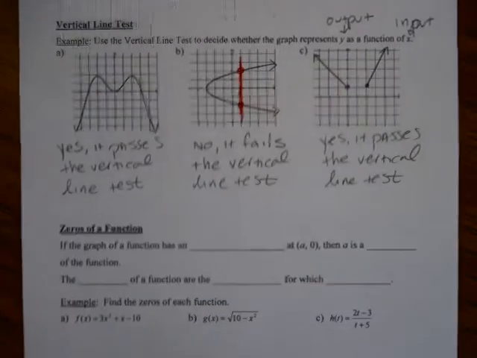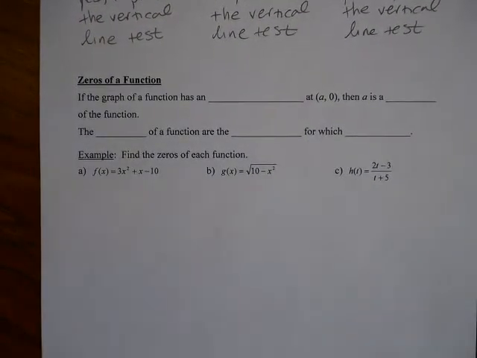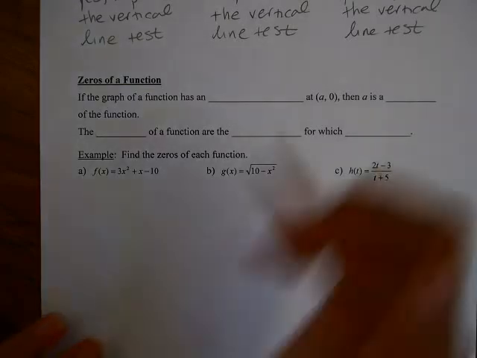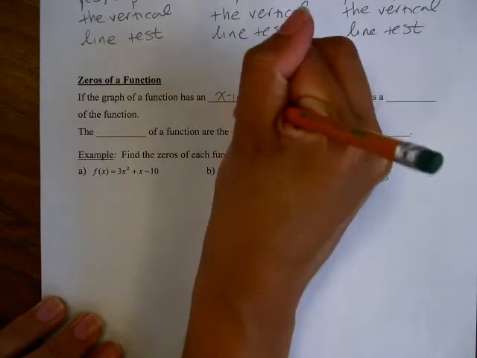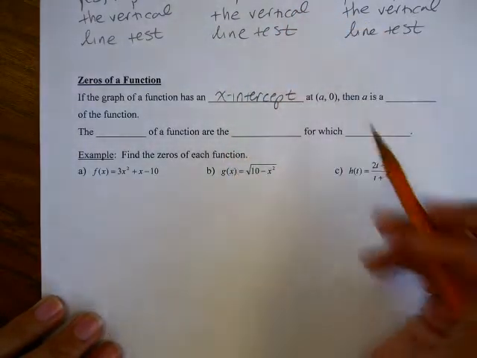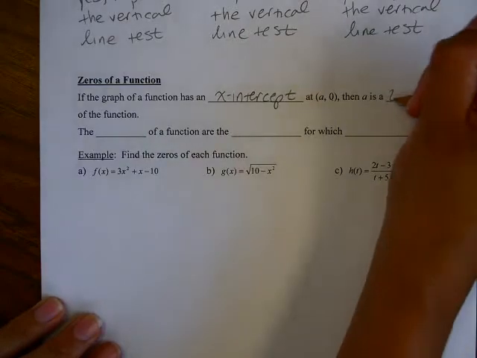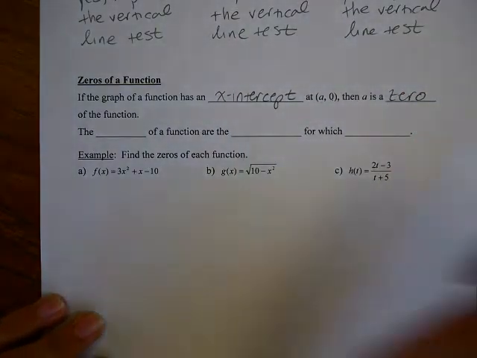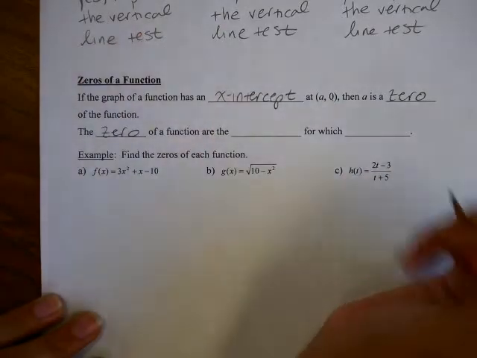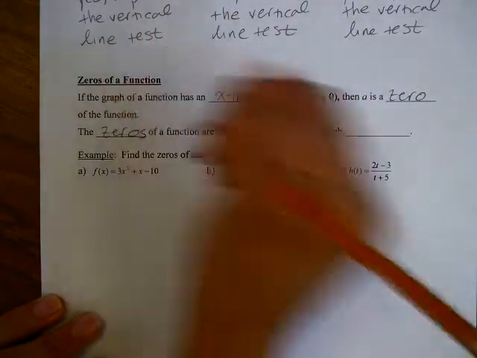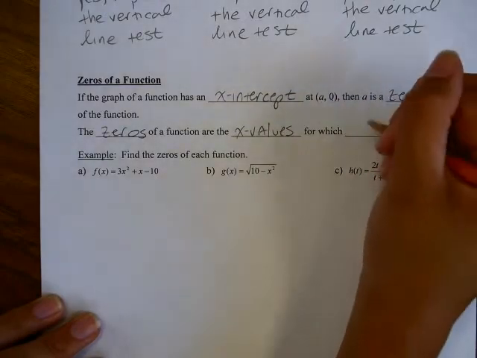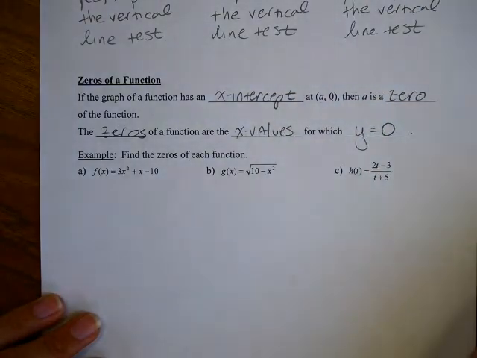Our last piece of information for today are zeros of a function. Now, a zero of a function is an x value that's going to make y be 0. So you might remember those as x-intercepts. So if the graph of a function has an x-intercept at a certain point, (a, 0), then a is called a zero of the function. So the zeros of a function are the x values for which y equals 0.